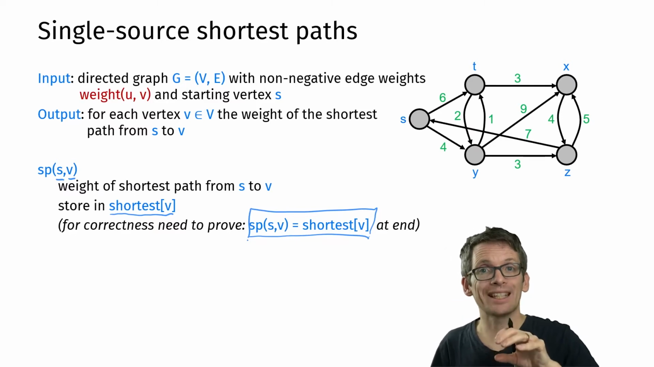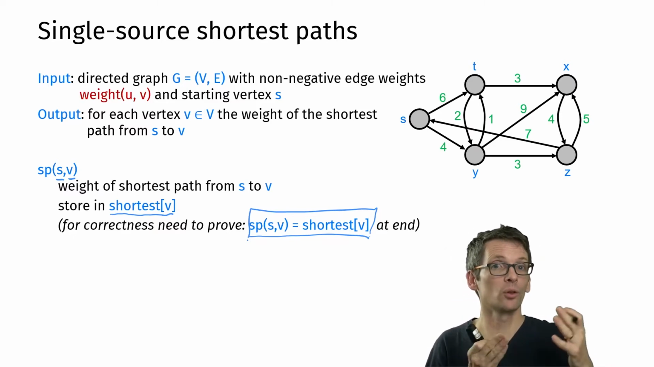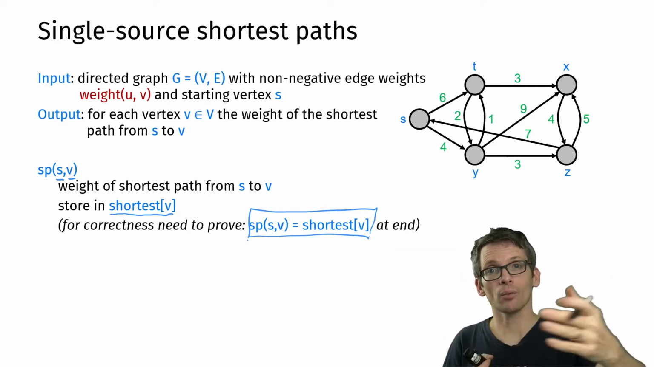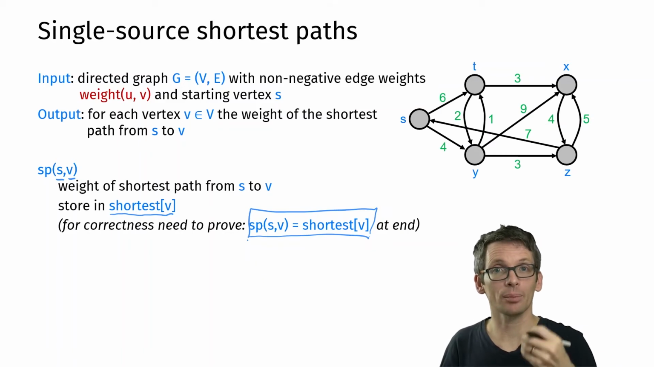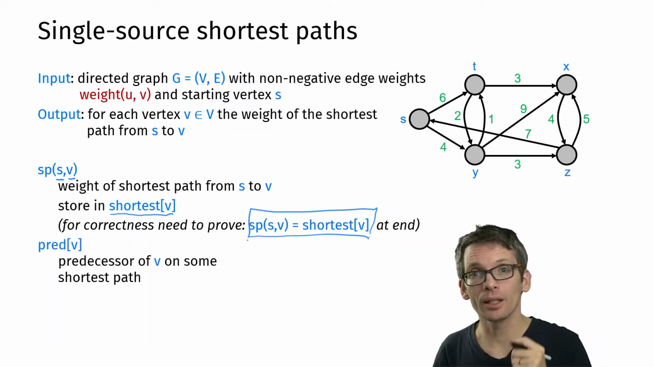So we compute distances, but obviously very often we actually want to know the shortest path. We don't only want to know that there is a route from A to B of a certain length, but we also want to get that route. And for that, we are also going to store predecessors.